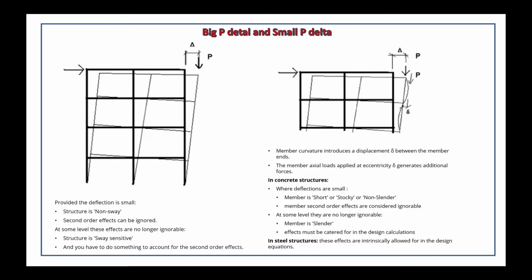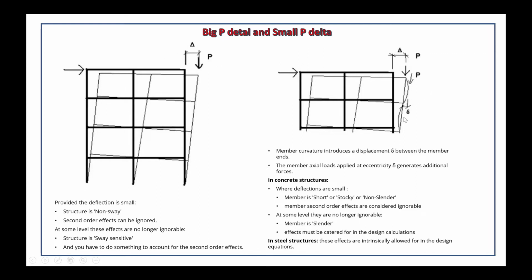Today we continue to discuss big P delta and small P delta with a real example. Now let's review the previous tutorial. This is the concept of big P delta. A tall building or a tall frame is applied with horizontal force, which can be wind load or earthquake load. This load will cause big delta.